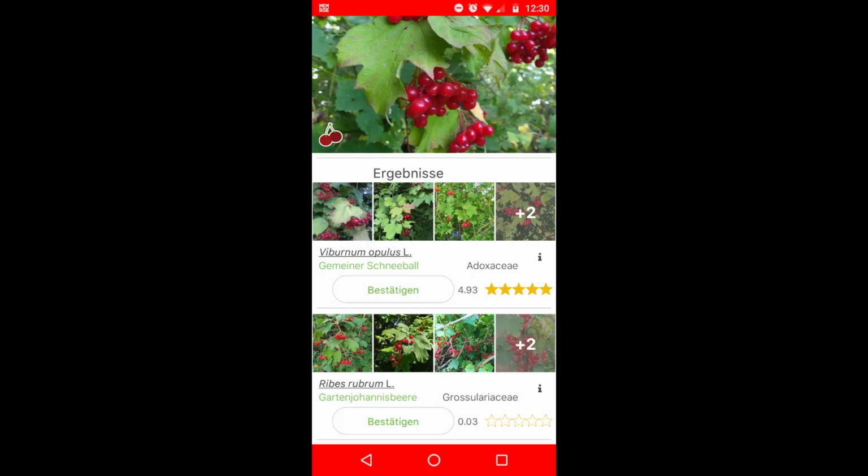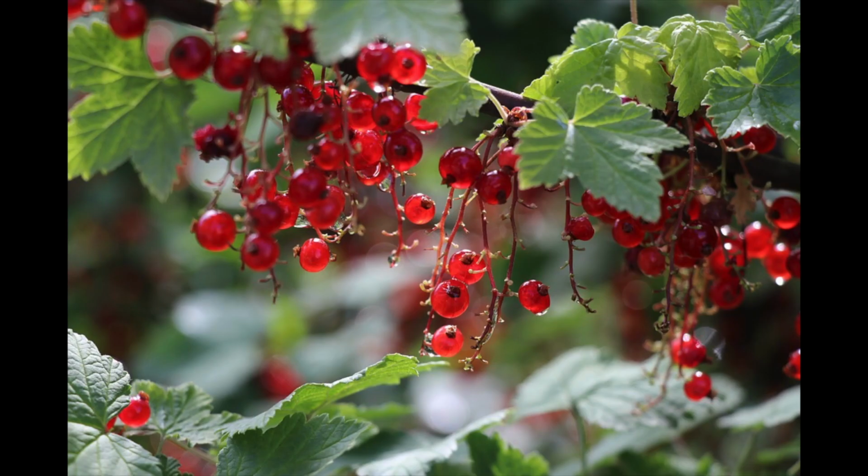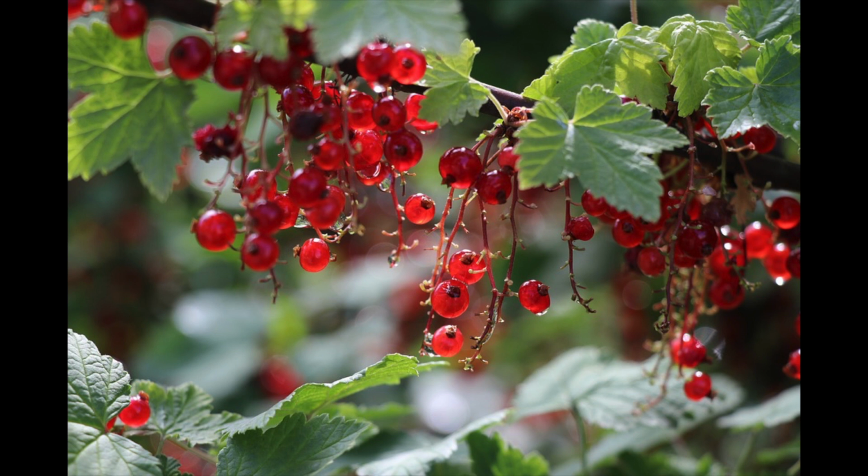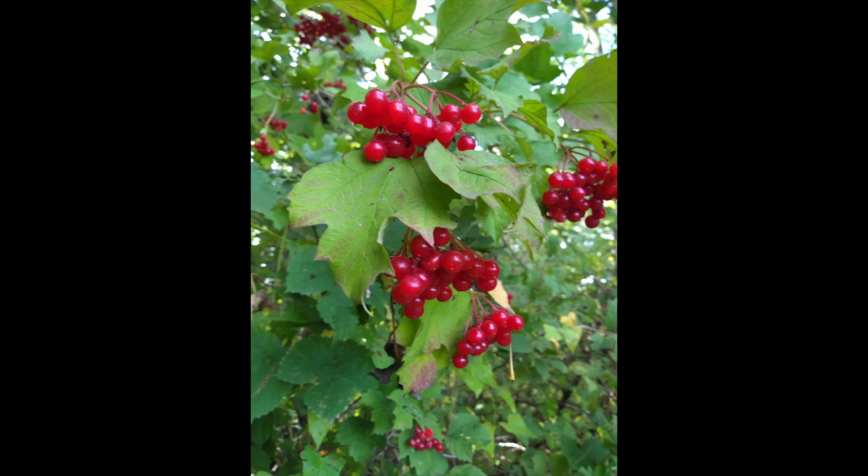So the app gives us two different suggestions here, and please just have a look at the Latin names, Viburnum opulus and Ribes rubrum. Those two names are very important right now, because here we do see Ribes rubrum, or the red currant. This berry looks a little different. If we take a close look, the growth pattern is different. It's growing on this long red stem, whereas if we take a look at the other picture, we do not really see a chain of berries, but more like cobs or clusters, right?